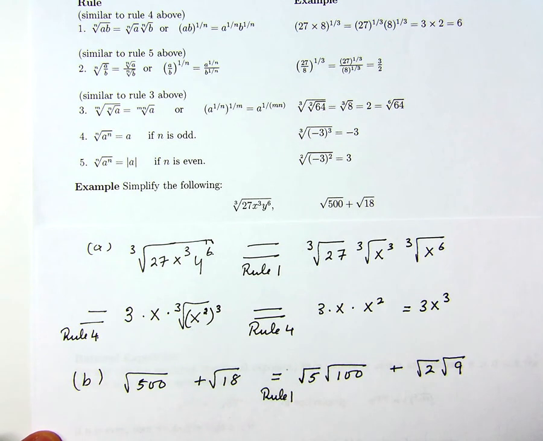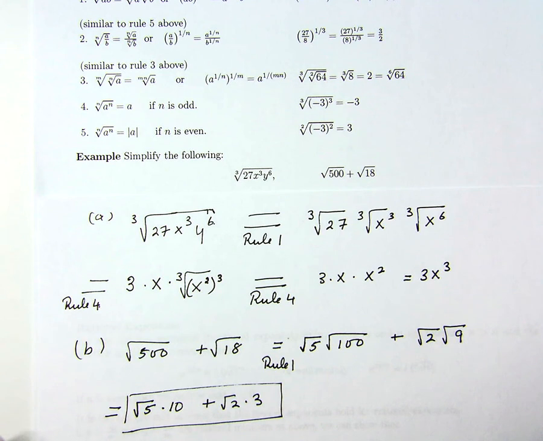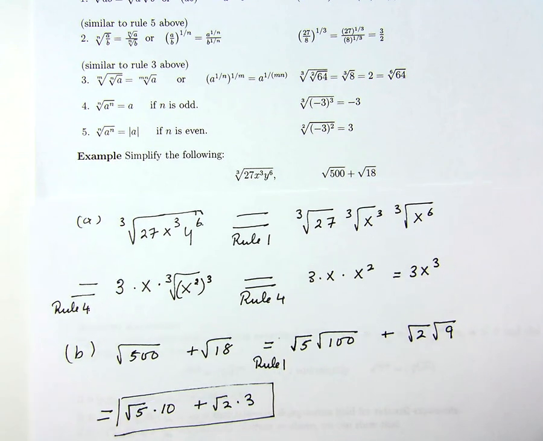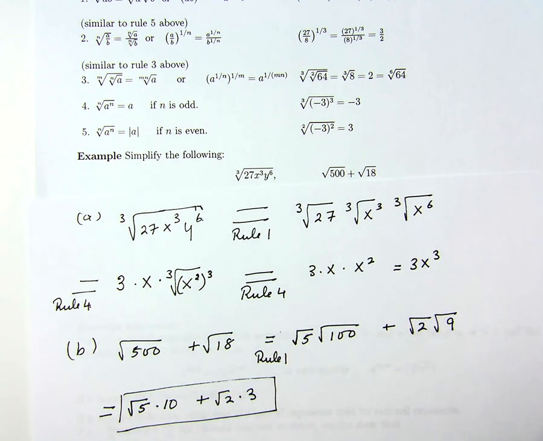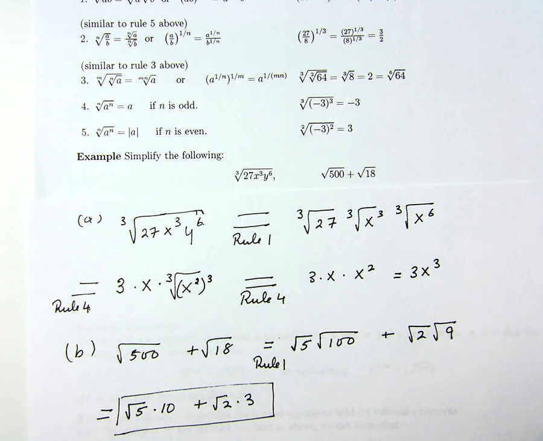And now I know that the square root of 100 is 10. So that's the square root of 5 times 10 plus the square root of 2 times 3. And that's about as simple as I can make this. The square root of 5 and the square root of 2 are special numbers, they're irrational numbers, and their decimal expansion goes on forever. So this is as simple as it gets.